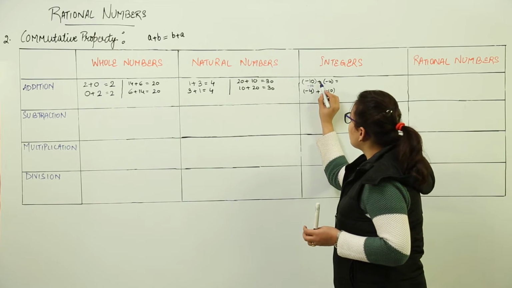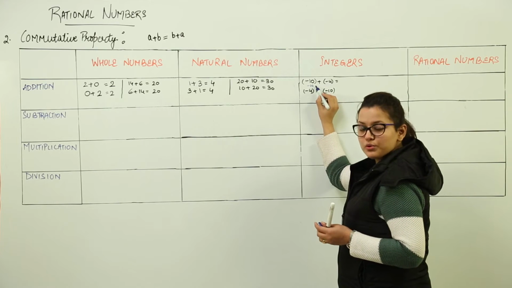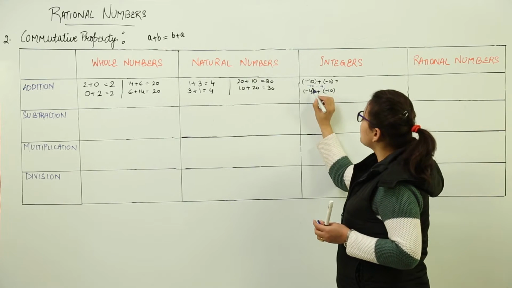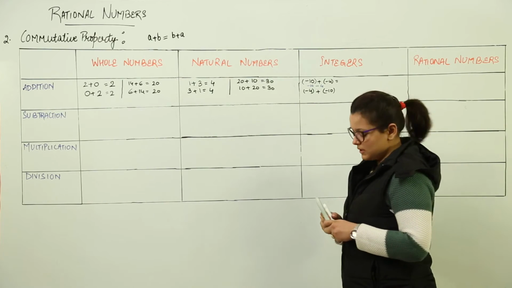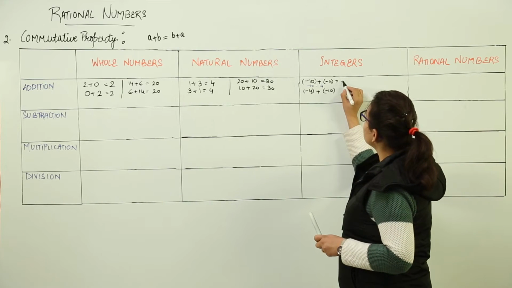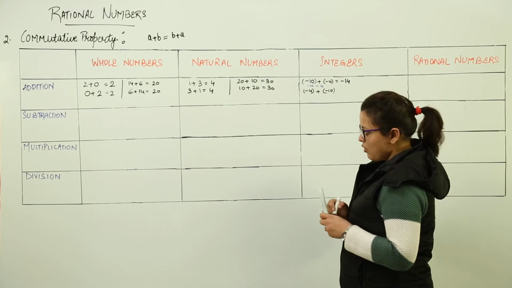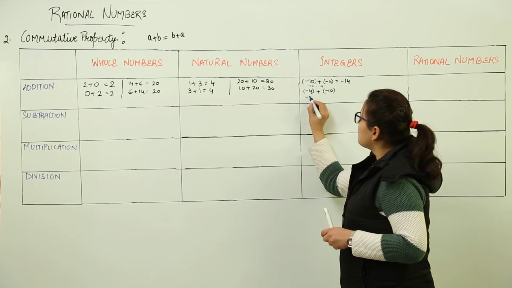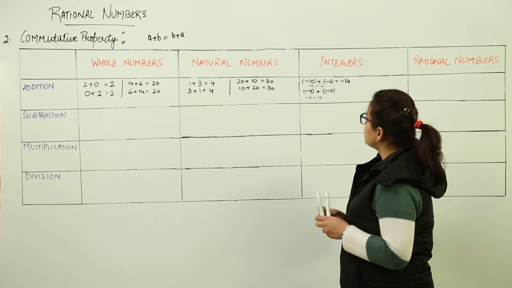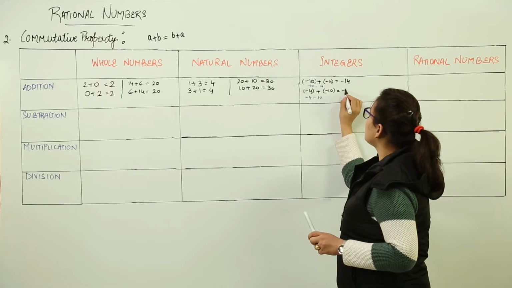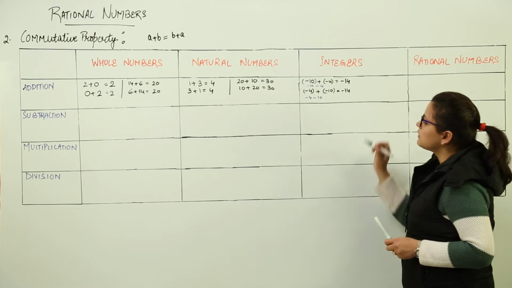What will be plus into minus? I told you it remains minus. So what is minus 10 minus 4? Since the signs are same, the numbers get added and we get minus 14. What is my next case? Minus 4 plus minus 10. So the answer will remain the same, that is minus 14.